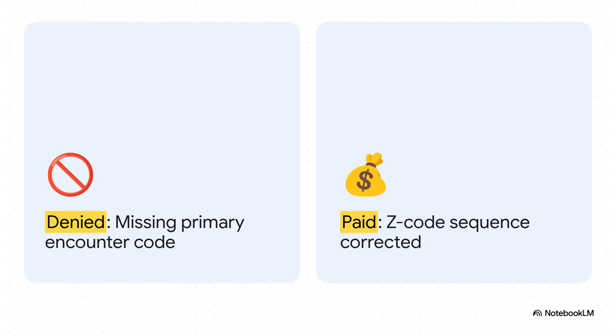Picture an electronic health record billing interface right now. If you sequence the malignancy first, an error flag pops up instantly. Claim denied. Missing primary encounter code for therapy service. It's a hard stop. But once you correct that sequence and drop your Z code into the number 1 slot, the system dynamically updates to a clean, beautiful green, paid status. That right there is the power of knowing your guidelines inside and out.